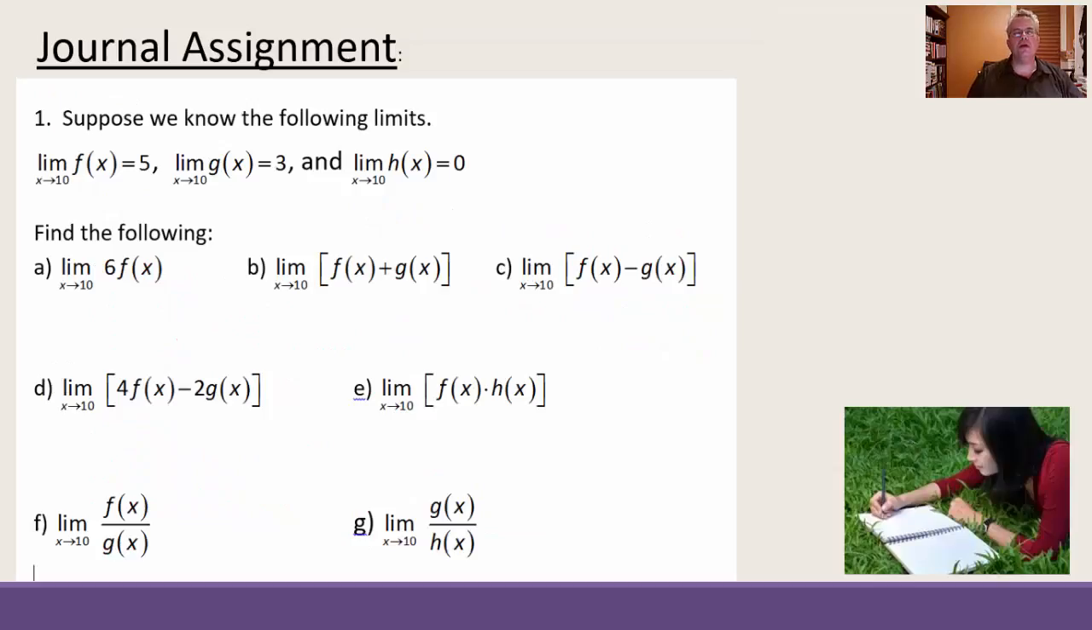Okay, here we go. I told you this would be quick. So here we have one of these problems. We know the limits as x approaches 10 of f, g, and h. Find the following quantities and write them in your journal.